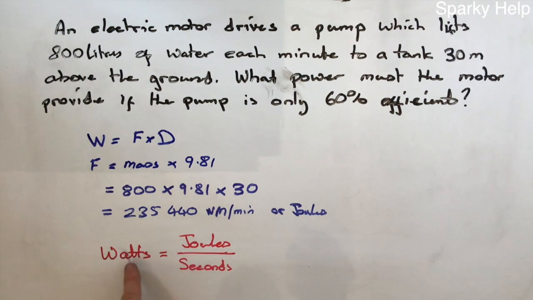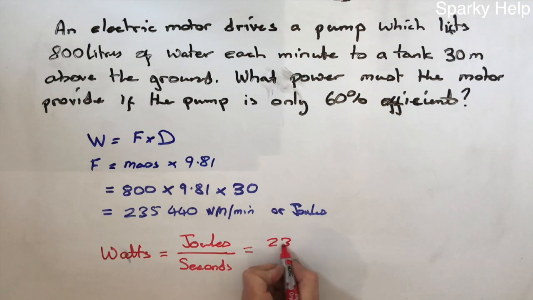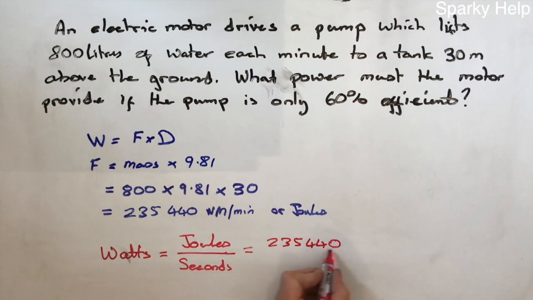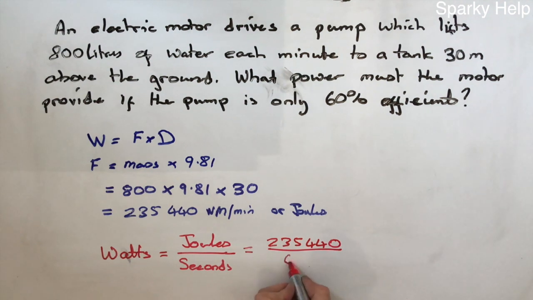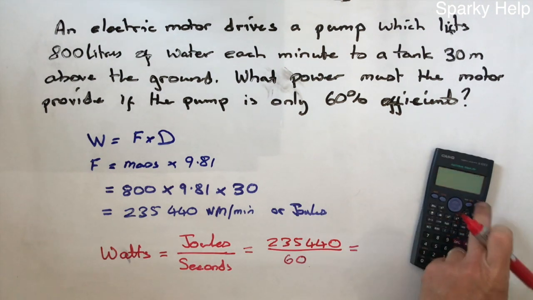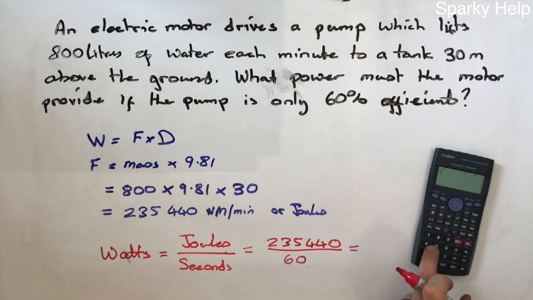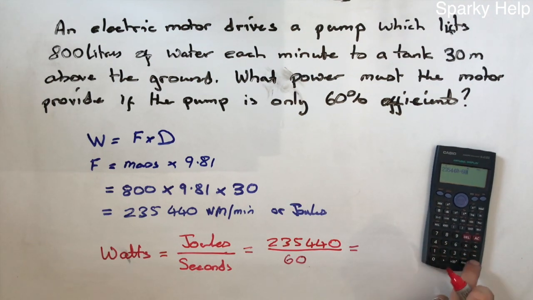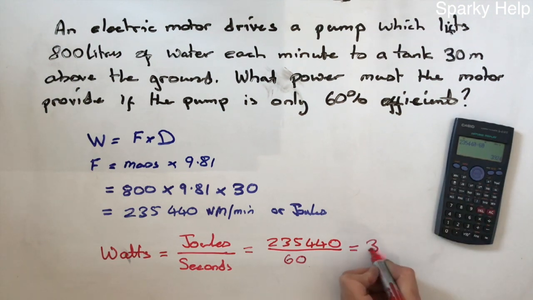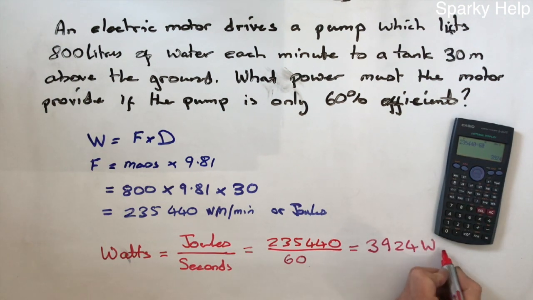We want to find the power, so the average power is what we're going to work out. Watts is equal to joules divided by seconds. So putting that number in, 235,440 divided by the time taken. That's 800 litres per minute, so that is 60 seconds. If we put that into our calculator, 235,440 divided by 60 gives us 3924, and that's watts.